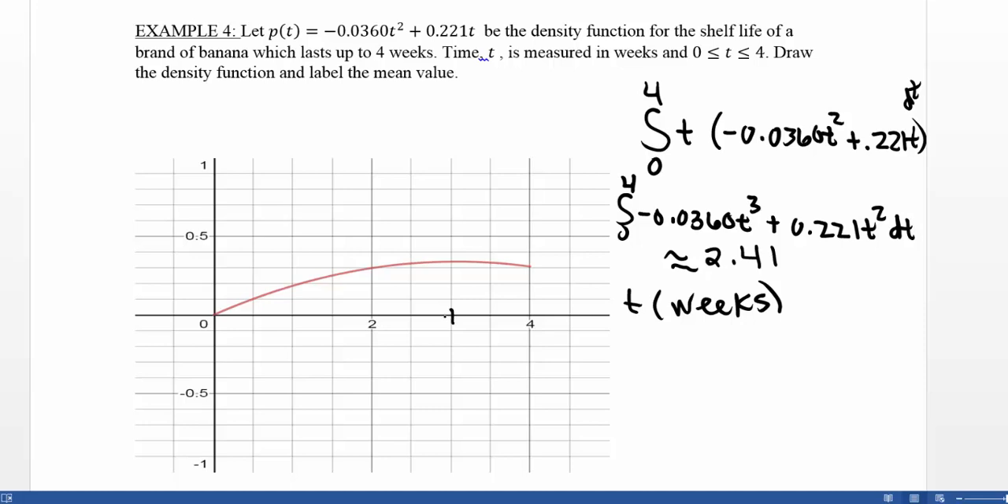So 2 is here, 3 is here. It's a little bit less than half between. A little bit over here, this is 2.5. So 2.41 is here. So this is our mean.